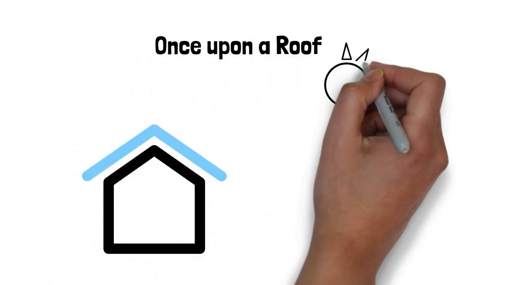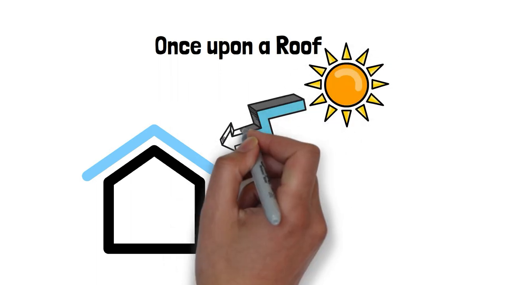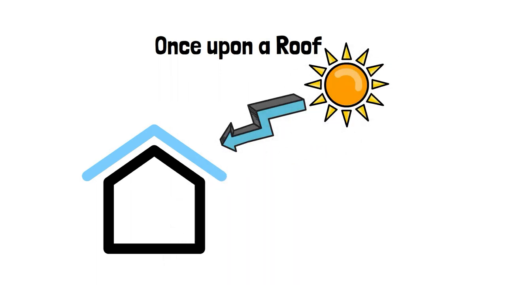Once upon a roof: conventional roofing surfaces are exposed to the sun all day, being prone to ultraviolet degradation and constant thermal shock. Now, what would be an effective roof?